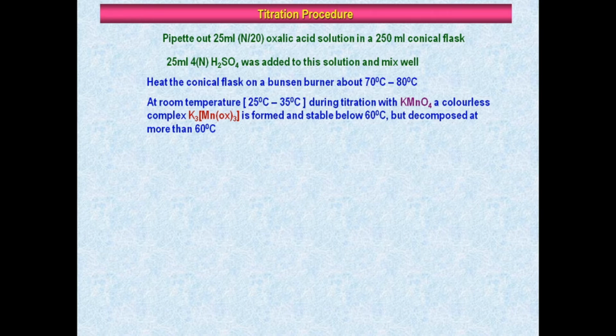But here in this complex, Mn becomes +3 state and it is stabilized with oxalate. So the result will be erroneous. So we have to decompose this complex, and the solution temperature must be greater than 60 degrees centigrade. So we heat the solution to 70 degrees and above.